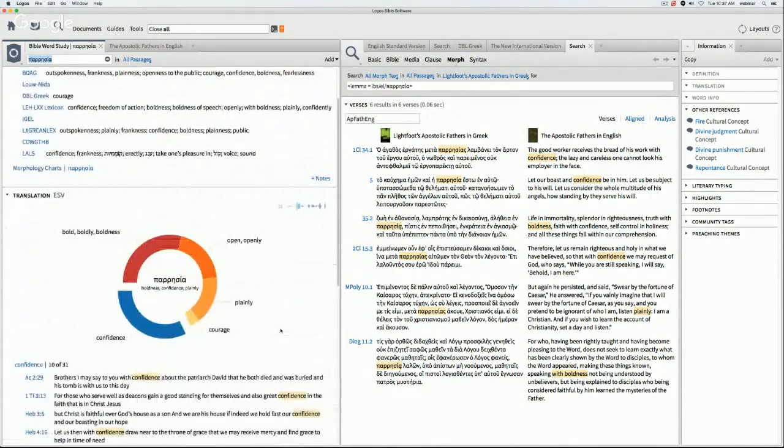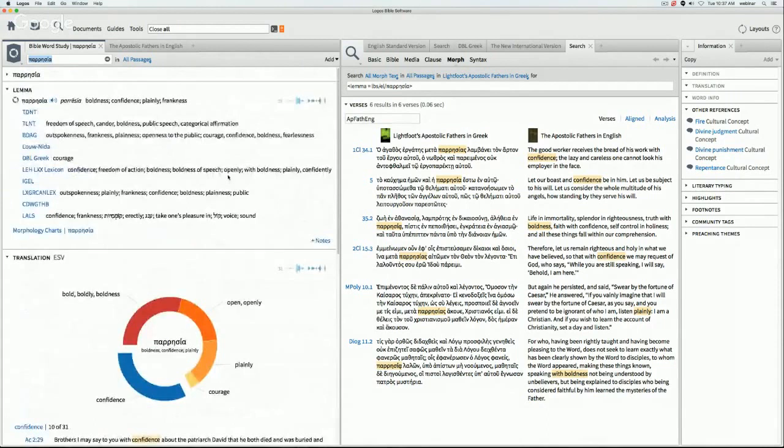What I want to do is shortcut some of that by going back to some of our theological dictionaries.